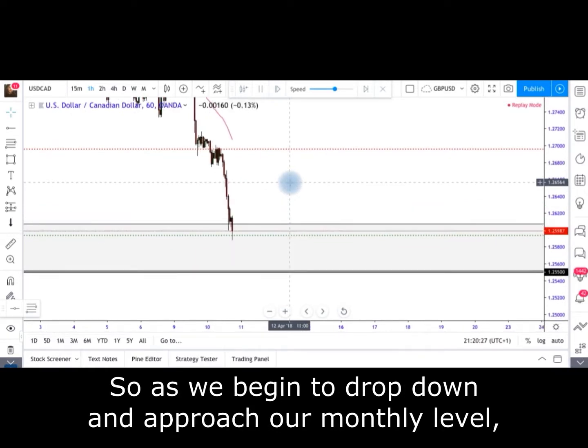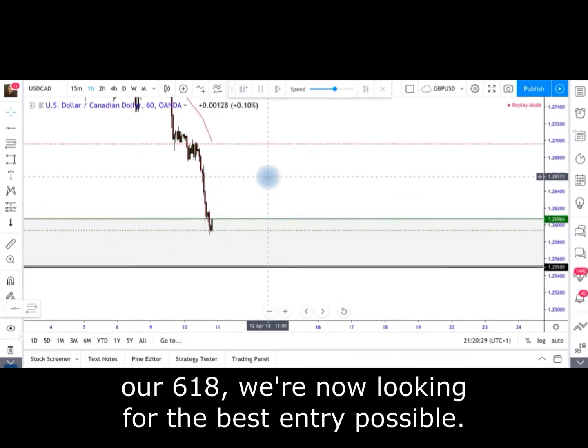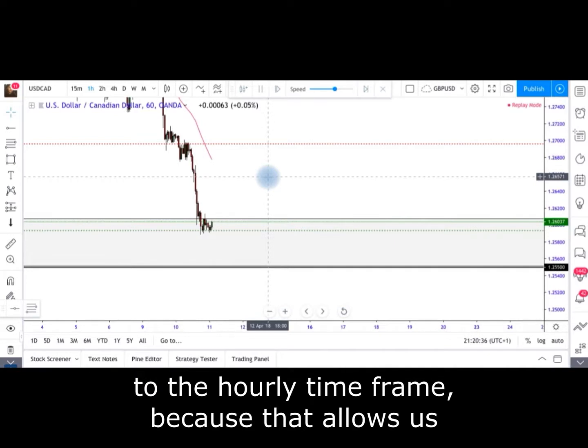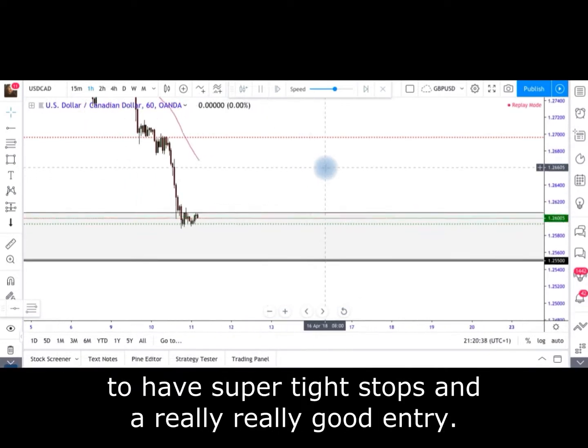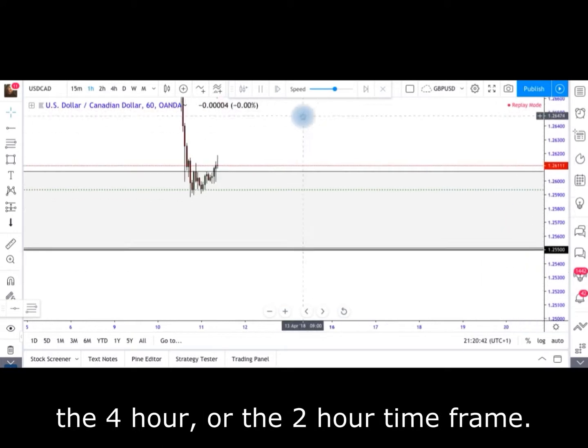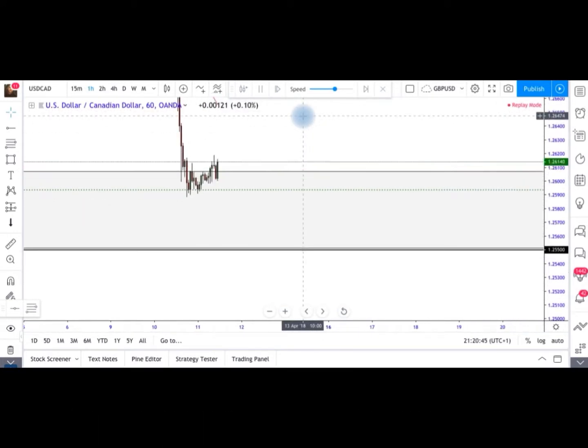So as we begin to drop down and approach our monthly level on our 618, we're now looking for the best entry possible. It's really important that we come down to the hourly time frame because that allows us to have super tight stops and a really, really good entry. There's no need for us to be on the daily, the 4 hour or the 2 hour time frame.